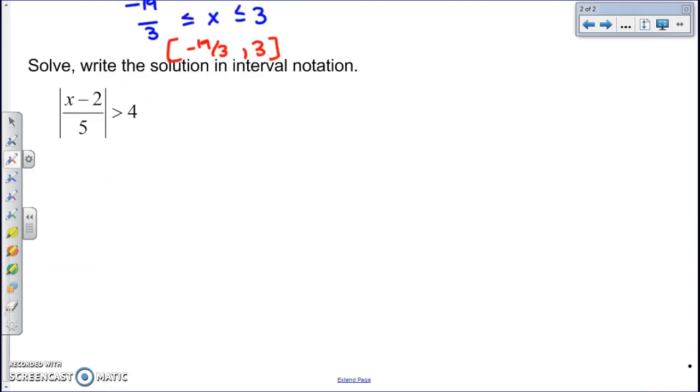Here is the last problem. Take a moment to pause this video and solve this one. This is greater than 4, so greater, or. So we will set this greater than the positive answer, and then we'll set it less than the negative answer. Take a moment to do this and write your answer in interval notation.